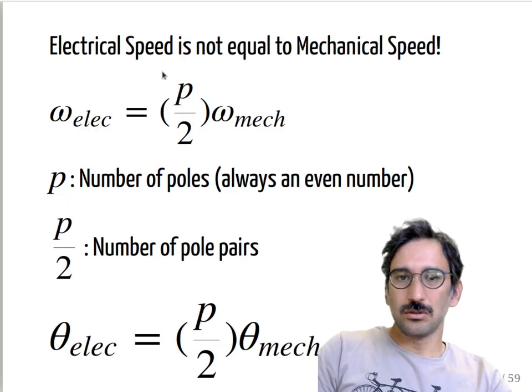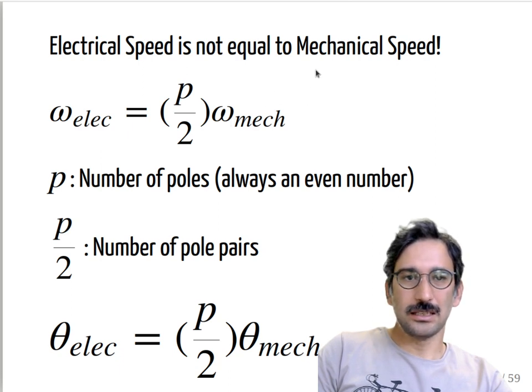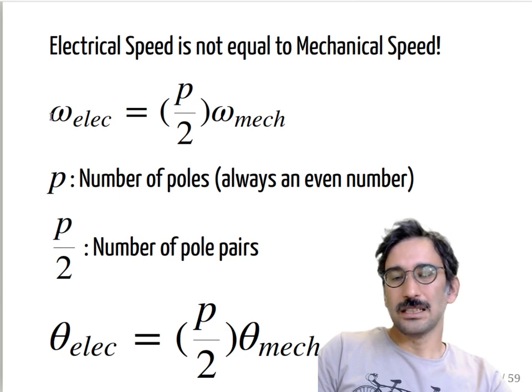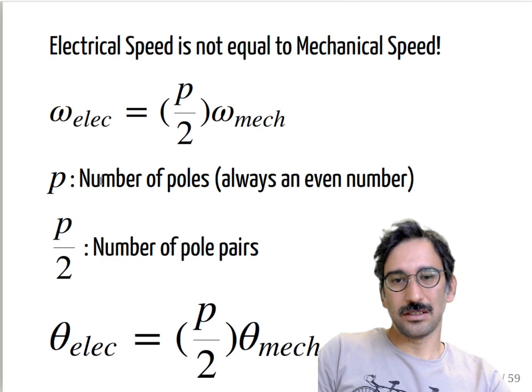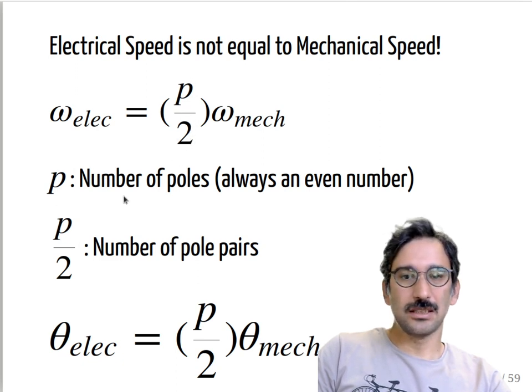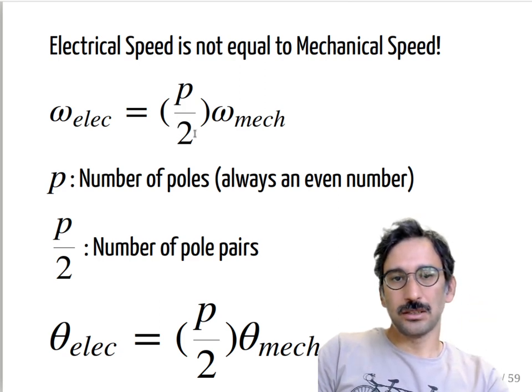So we need to define one parameter called the mechanical speed, omega mechanical, and then we have the electrical speed, and the mechanical speed is either equal to or always less than the electrical frequency, with a ratio of P divided by 2, where P is the number of poles. So if it's a two pole machine, 2 divided by 2, they are equal, or in other words, the ratio between those is proportional to the number of pole pairs.